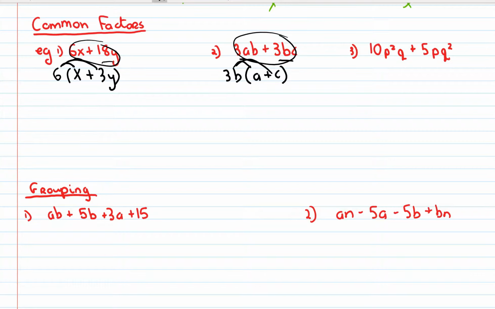Right, let's look at this. What's common to both? Well, there's definitely a 5 common to both. There's a p common to both, and there's a q common to both. So what do I have to multiply 5pq by to get to 10p squared q? Definitely by 2, and I definitely have to multiply it by another p, because we have p squared. And what do I have to multiply 5pq by to get to 5pq squared? If I multiply it by another q, I get the q squared. Okay, so that's our common factors done.